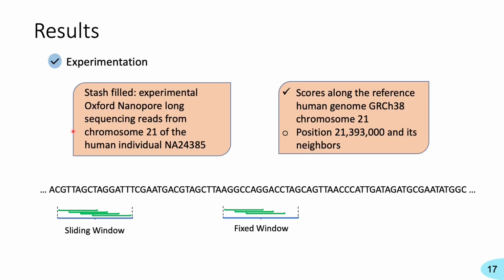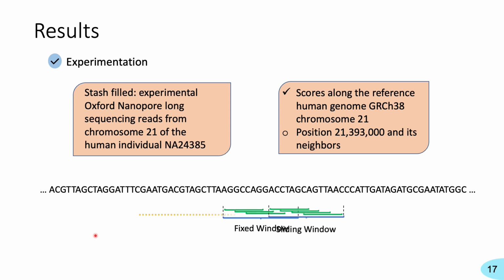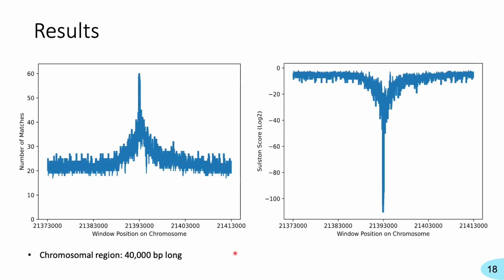As for the experimentation, we have filled the stash with the experimental Oxford Nanopore long sequencing reads from chromosome 21 of this human individual, and by fixing a window on a randomly chosen position along the reference human genome GRCh38 chromosome 21, and comparing it with a sliding window that moves from the left to the right of this randomly chosen position, we calculate the number of matches and also the Salston score values between them. So here we can see the results.